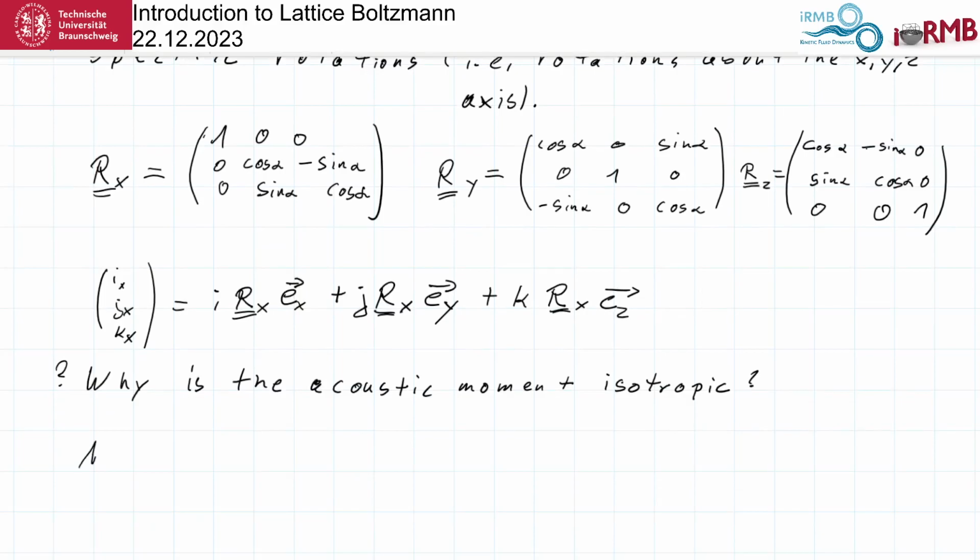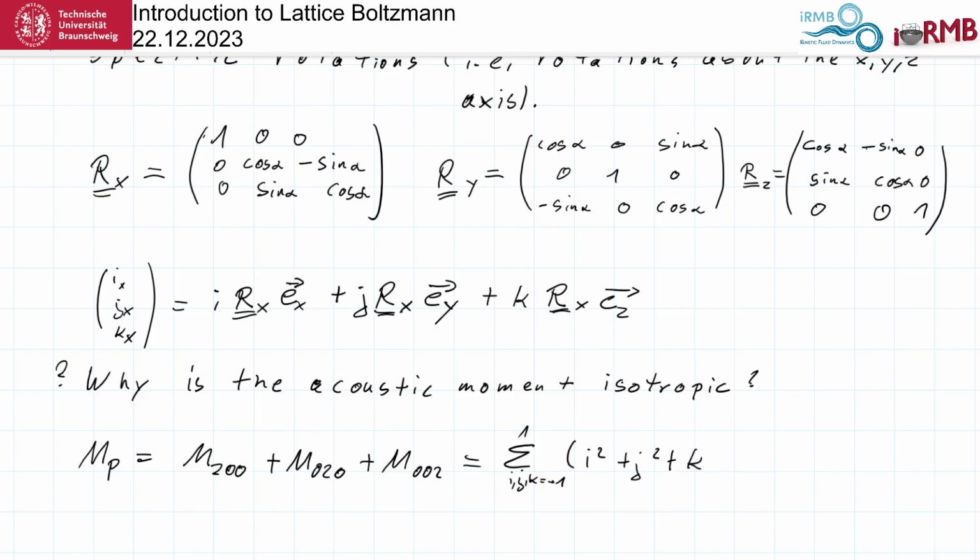So we define the moment as MP. MP is the sum M200 plus M020. So this is the acoustic moment. And we can write this in terms of our population. We sum over i, j, and k from minus 1 to 1, and we have here i squared plus j squared plus k squared, f_ijk.